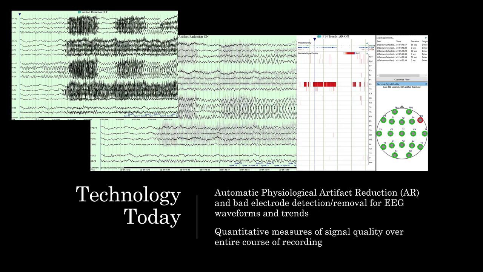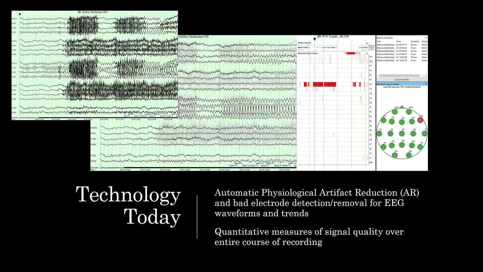If we have a lot of muscle artifact, for instance, we can apply a low-pass filter or a high-frequency filter, take it down about 15 hertz perhaps, and help reduce the contribution of that muscle artifact. The problem, of course, is that a filter doesn't distinguish between cerebral signal and artifact. And so after several decades of digital EEG and all the advantages of that, Persyst introduced automatic physiological artifact reduction.